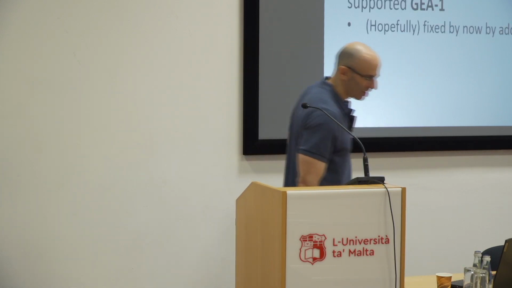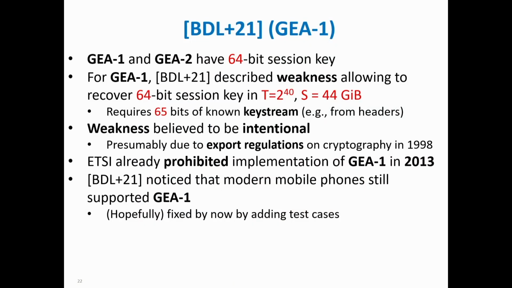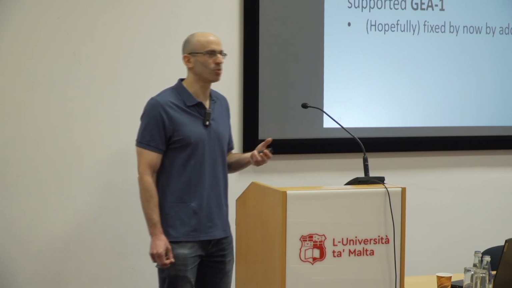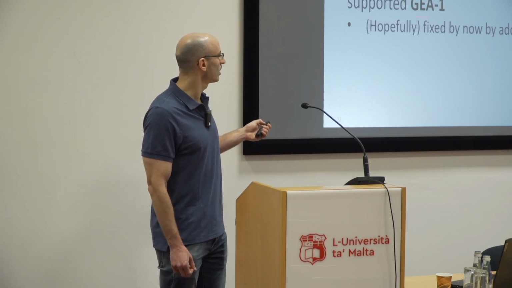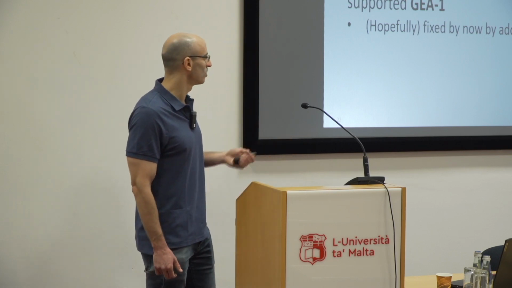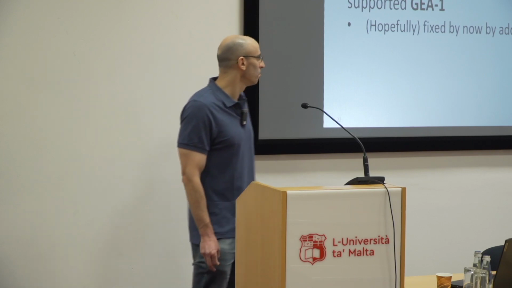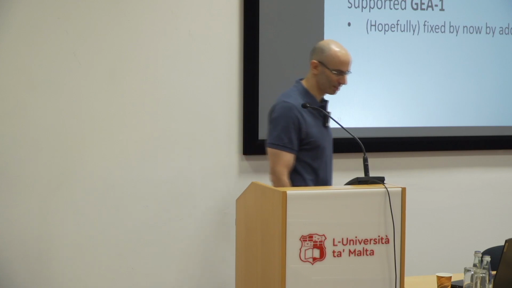But the authors noticed that mobile phones still supported GEA1 last year. This was not supposed to happen. This algorithm was not supposed to be used, even if the phone supported it. But it turns out that, by some hacking, you can probably apply a downgrade attack, forcing the mobile phone and the base station to downgrade the protocol and use this algorithm. So that's the danger. It's not good that mobile phones implemented this until a year ago, but hopefully it is fixed by now, and modern phones do not implement it anymore.